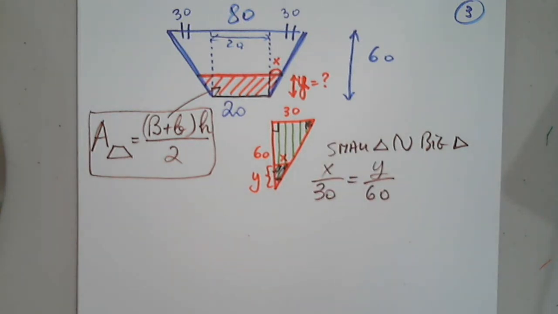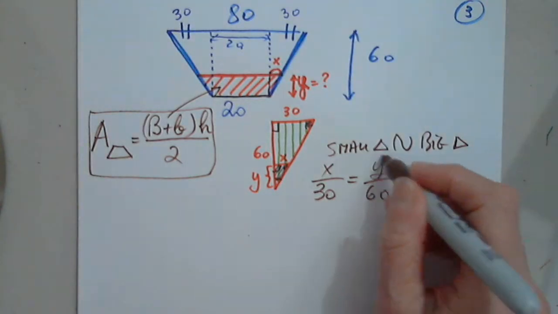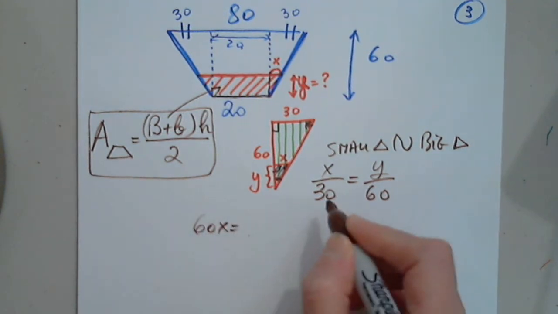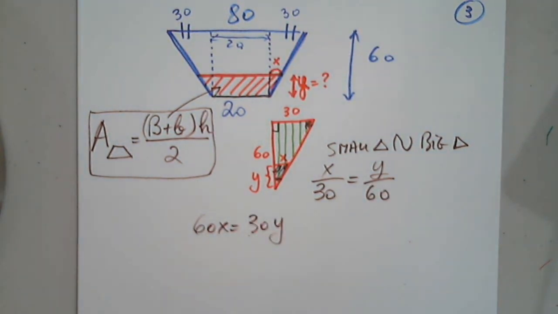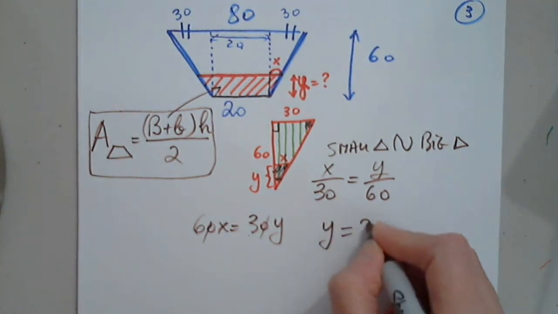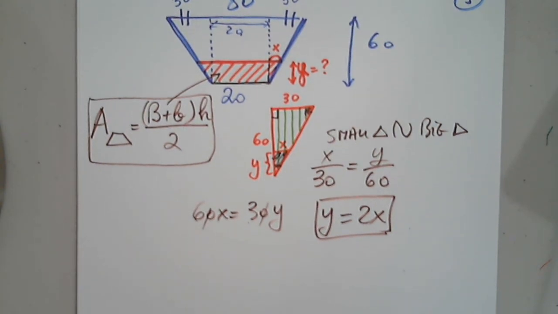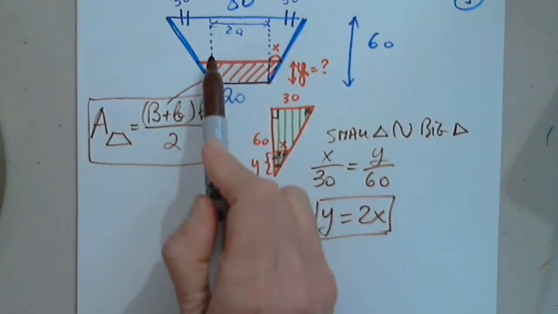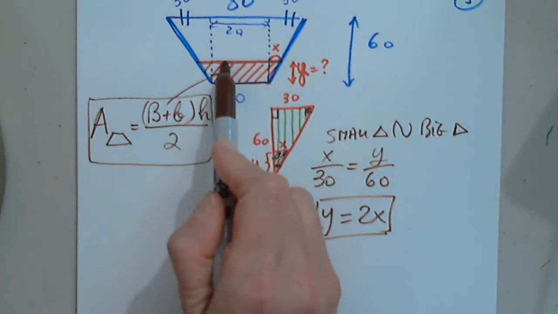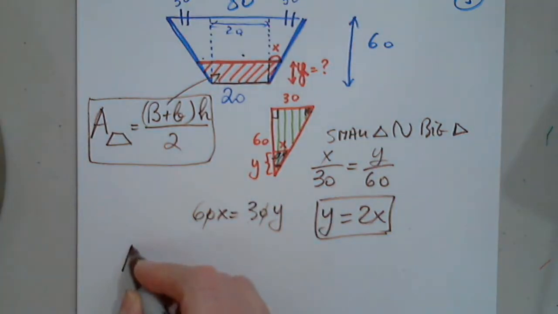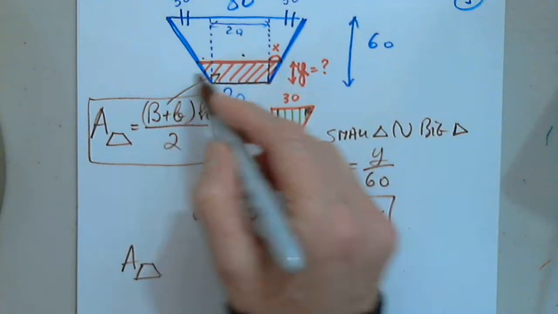The other one is irrelevant because we can't use any of that. So from here, cross multiply, and I get 60x equals 30y. Simplify, of course, and then y equals 2x. Okay, so then the big base is x plus 20. So now the area of the trapezoid at any point in time.